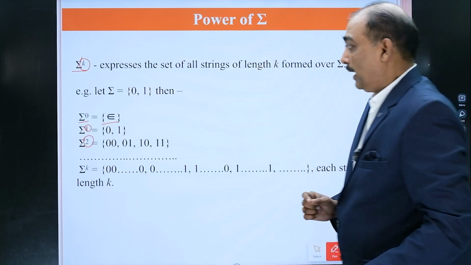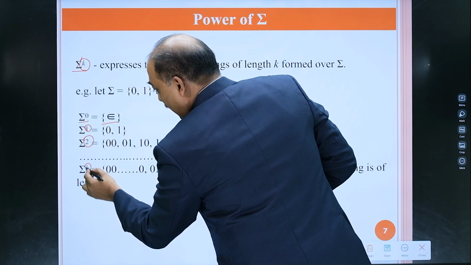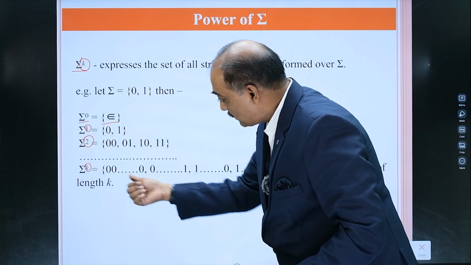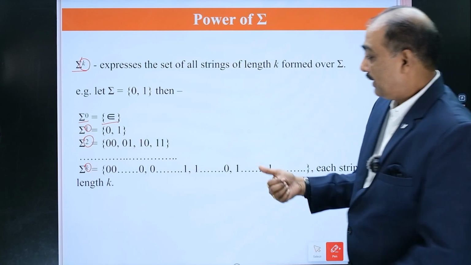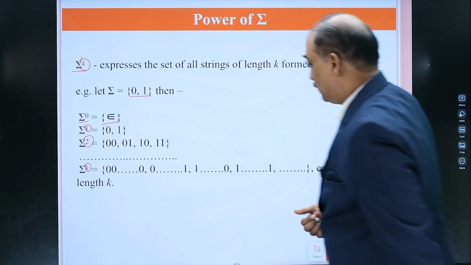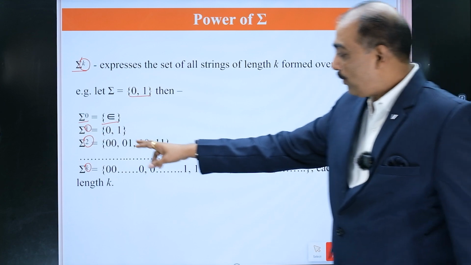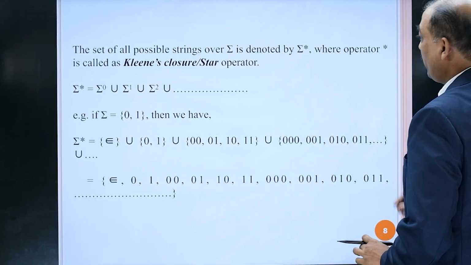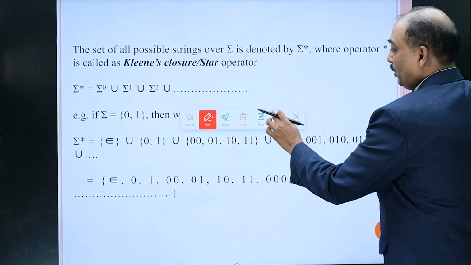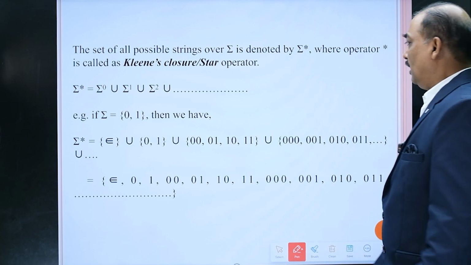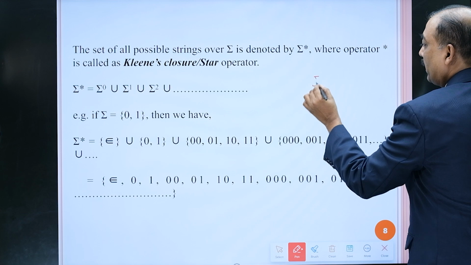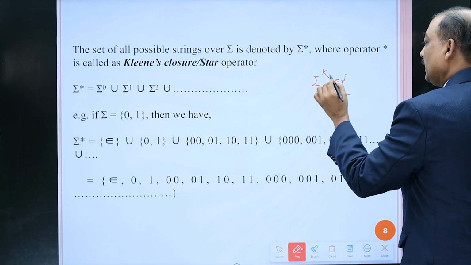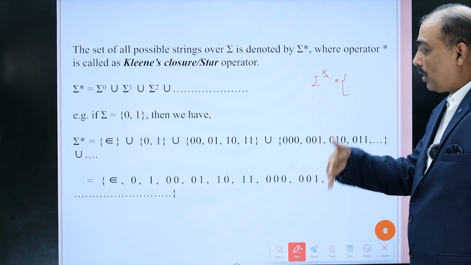Likewise, keep on continuing. If I generalize it, sigma to the power k, I'll have a collection of strings where the length of each string will be equal to k. And these strings will be made up of this sigma, that is 0, 1. So it says that sigma to the power k is equal to the set of strings where each string is of length k. Now we need to understand a few more terms about this sigma. We have seen sigma to the power k, which says that I have a set of strings having length equal to k. Let's keep on going ahead.